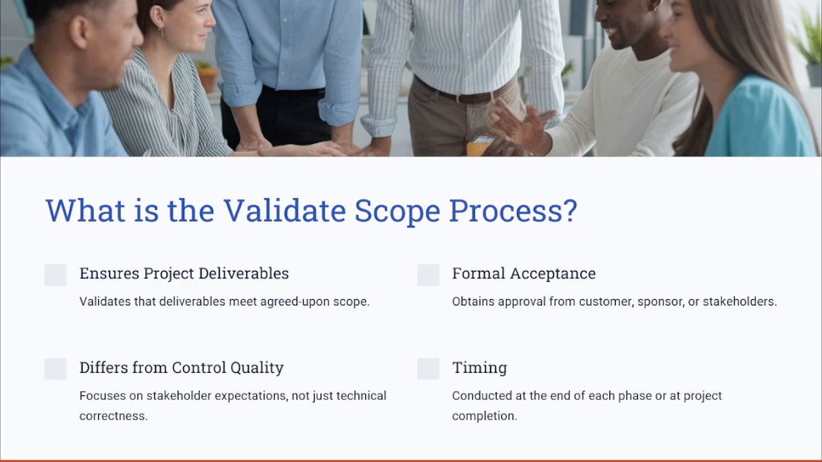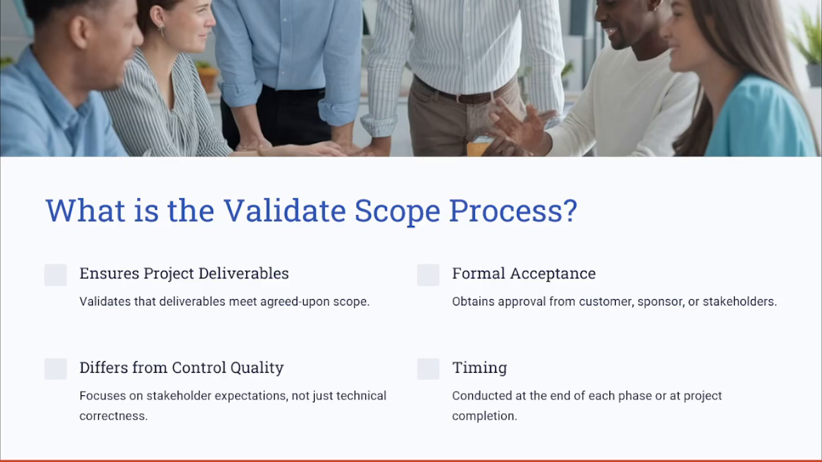First, let's understand what exactly scope validation is, or what the validate scope process is. Validate scope is a key process in the monitoring and controlling process group. It ensures that completed deliverables meet the customer's original requirements and that they are formally accepted as the deliverables.